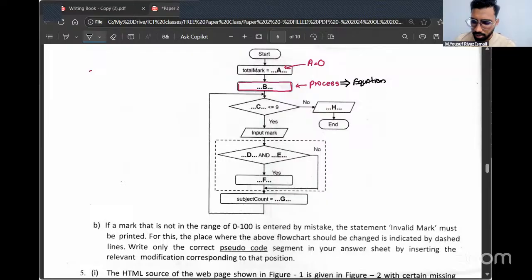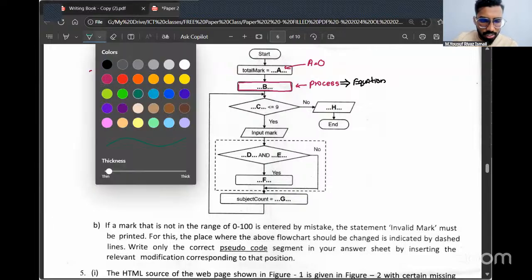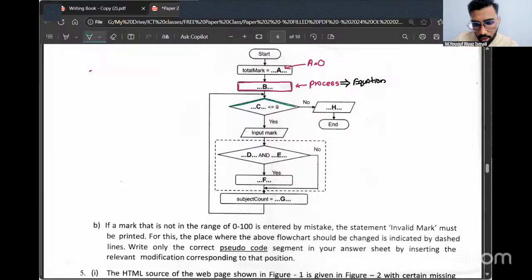Okay, so therefore, let's go for the next instruction. The next instruction has a condition. You can see there's a rhombus here. In a flowchart, a rhombus represents a condition. This condition is going to check is something less than or equal to 9. Again, the C should obviously be representing a variable, and we are going to check is the value of that variable less than or equal to 9. Again, we don't know the name of the variable. Then if you come to the next instruction, you can see there's an instruction saying input the marks.